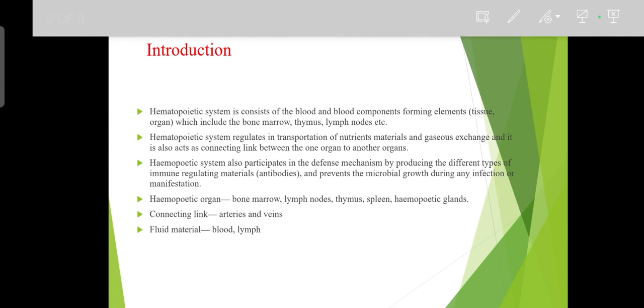The haemopoietic system also participates in the defense mechanism by producing different types of immune regulating materials and prevents microbial growth during any infection. Haemopoietic organs, for example, are the bone marrow, lymph nodes, thymus, spleen and haemopoietic glands. The connecting links are arteries and veins. Then the fluid materials are blood and lymph.